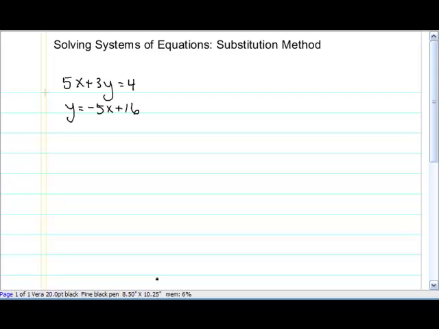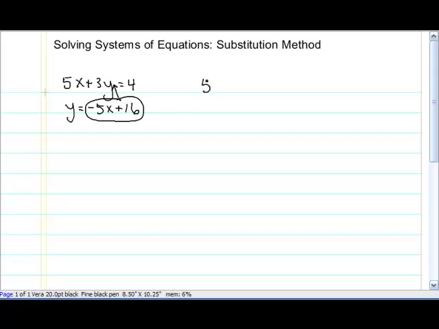In the example we had a minute ago, both equations were solved for y. In this situation, we have one equation solved for y and the other equation in standard form. Again, the y value in the two equations at the solution is the same. So this time, since we have this y by itself, that expression is a substitution for the y, and we can put it into the first equation. So we're substituting from one equation into a different equation. We never substitute into our own equation.